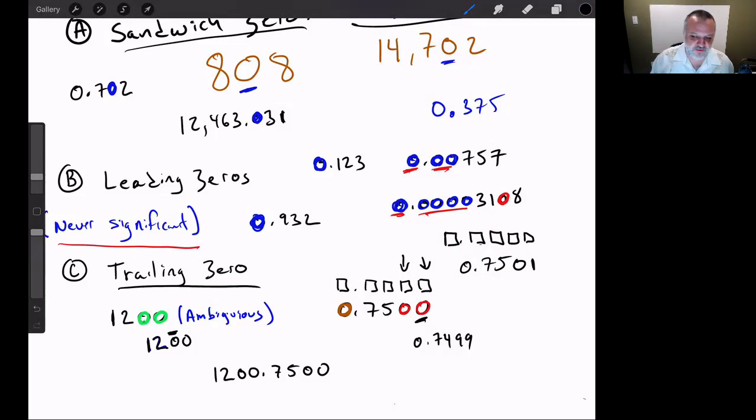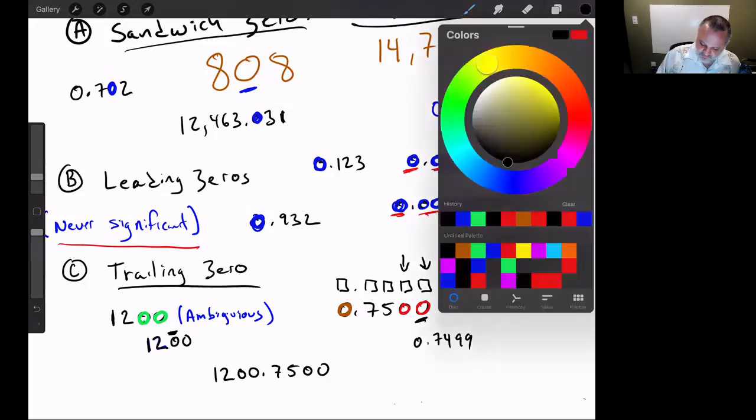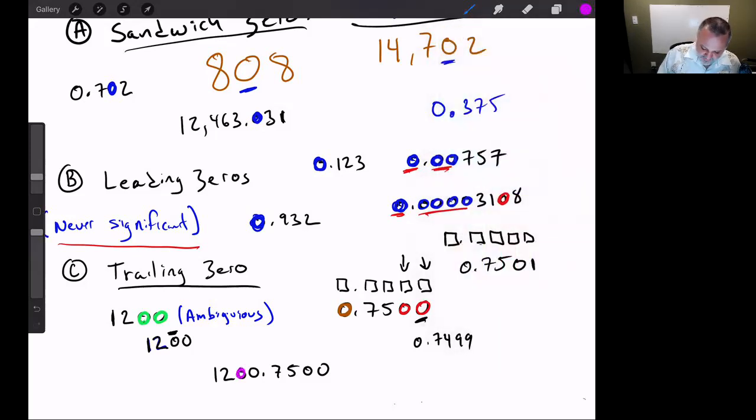What about 1200.7500? Well, these zeros that are to the left of the decimal place are no longer trailing. In this example, I've switched them from being trailing to being sandwiched, so they're significant. These zeros are at the end, so they are trailing, but remember they don't need to be there because 1200.75 is the same value as 1200.7500. So these must be representing the precision of the measurement, and that means they are significant. So this one has 1, 2, 3, 4, 5, 6, 7, 8 sig figs.